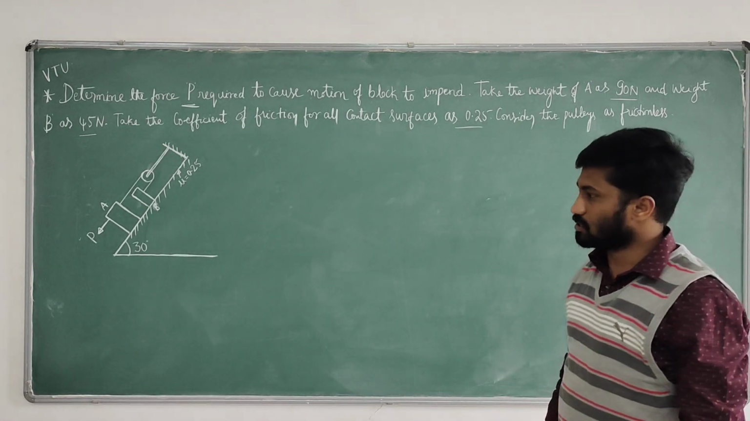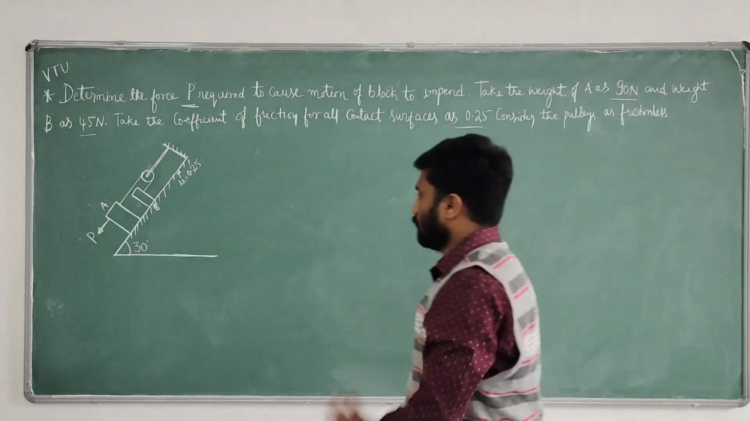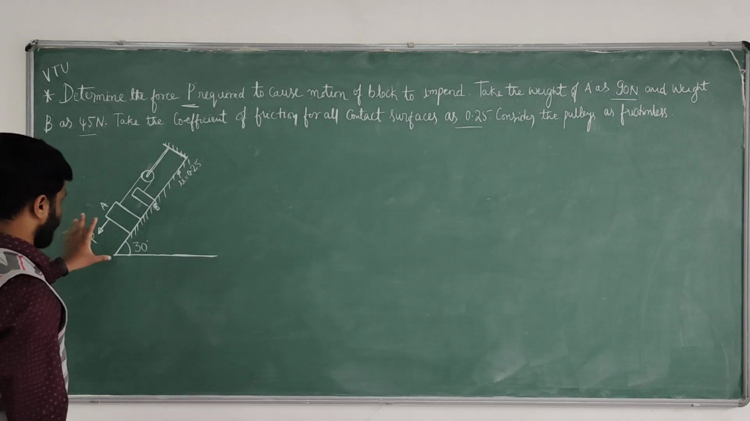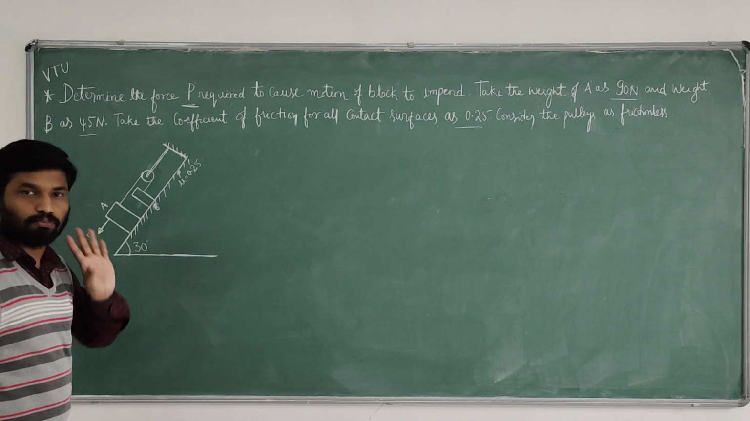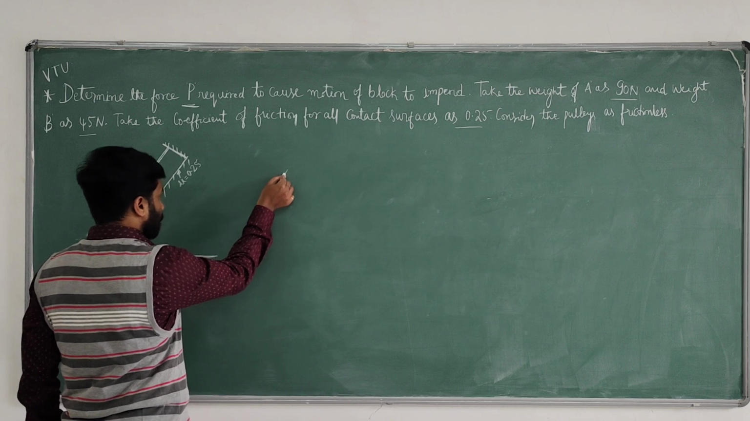These are all the given details. It's an important problem. It is a question paper problem. So first we have to draw the free body diagram. How to draw the free body diagram? We have to draw the free body diagram separately for block A and block B. First I am going to draw the free body diagram for block A.